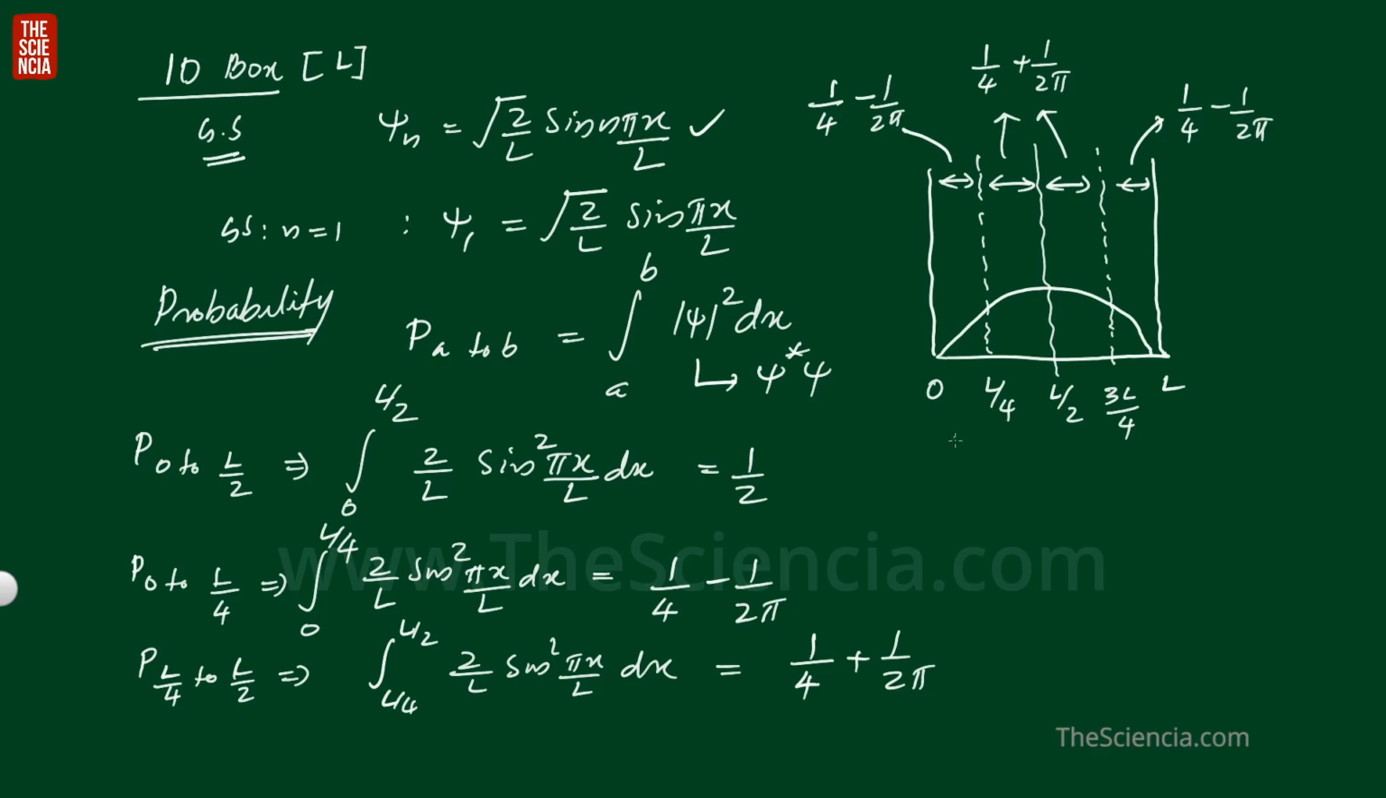So what will be the probability of finding the particle in this region? That is adding these two terms. So what do we get? We get 1 by 4 plus 1 by 4, that is 1 by 2. Here also adding these two terms, what do we get? 1 by 2. So this is the probability of finding the particle in the various regions of the 1D box of length L.